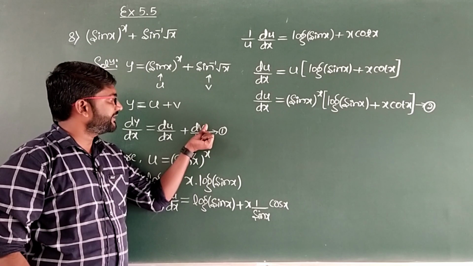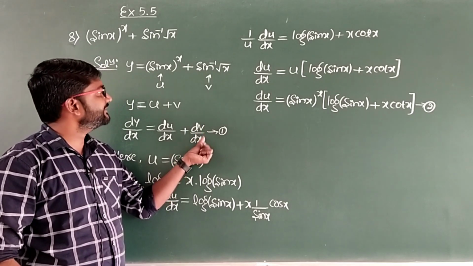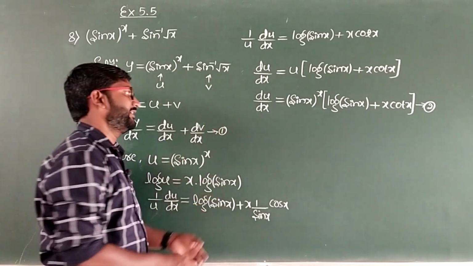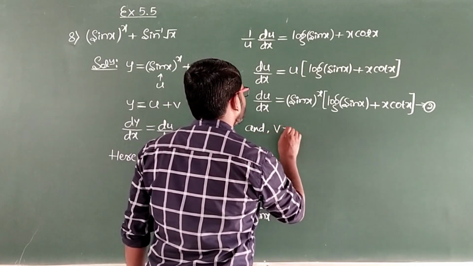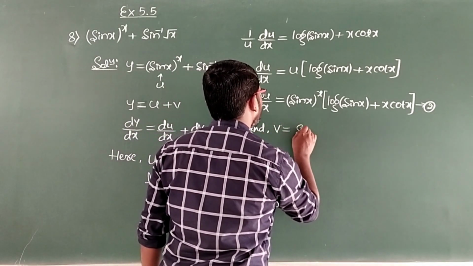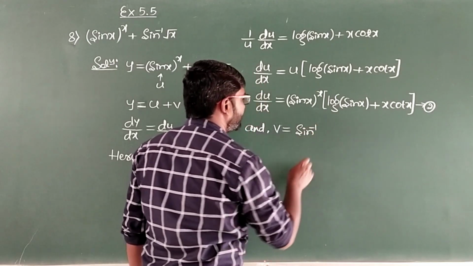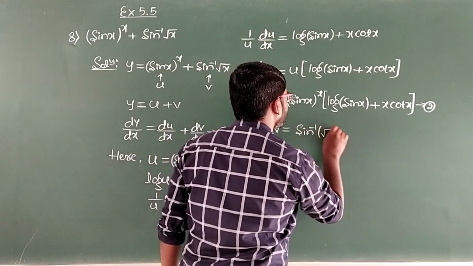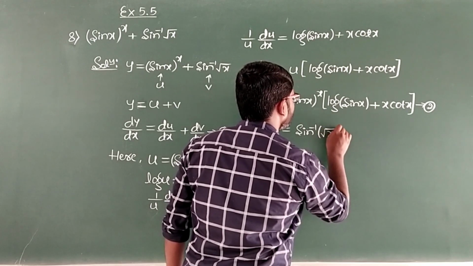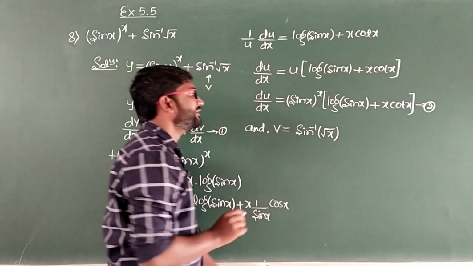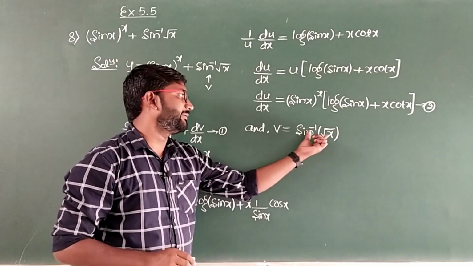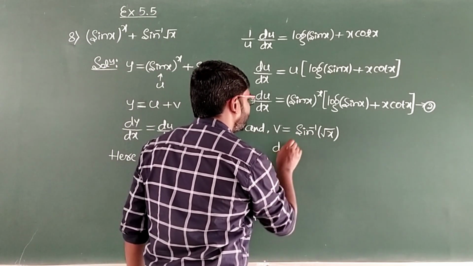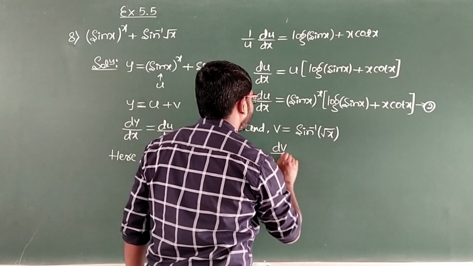Now we will have to go for dv by dx. In order to get this, consider this as v, and v is equal to sin inverse root x. So we don't have to take log now. By normal differentiation we can get the derivative of the given function. So differentiate both the sides, we get dv by dx.